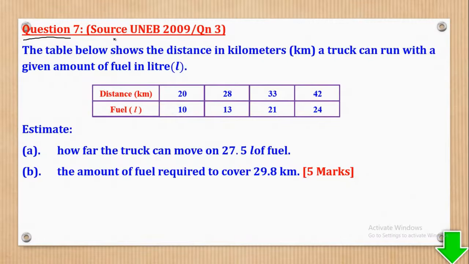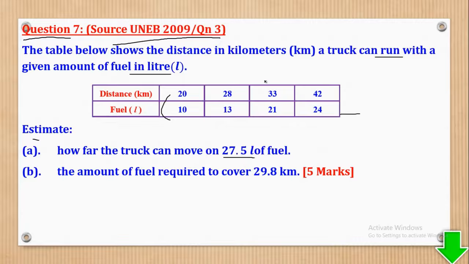Now we shall go to question 7, which came from UNEB 2009, paper 2, question 3, and says the table below shows the distance in kilometers a truck can run with a given amount of fuel in liters. So L denotes liters. So these are the values, and they said estimate, part A, how far the truck can move on 27.5 liters of fuel. So 27.5 is outside this range.